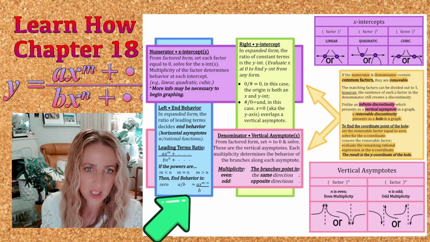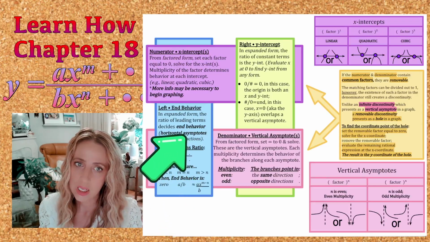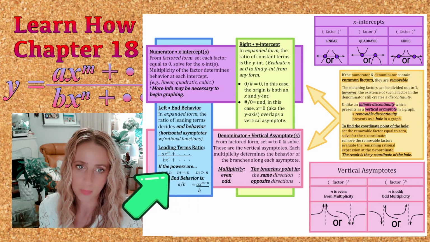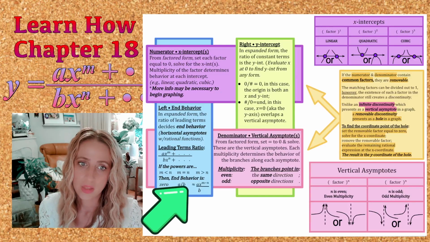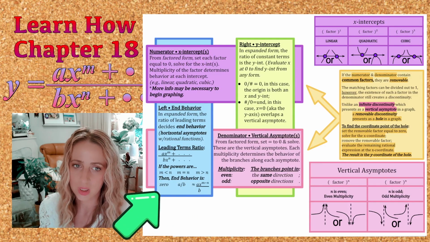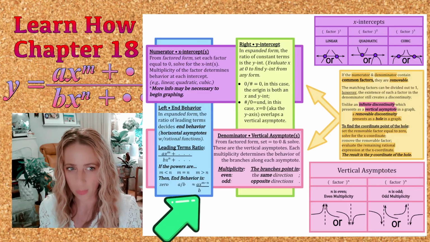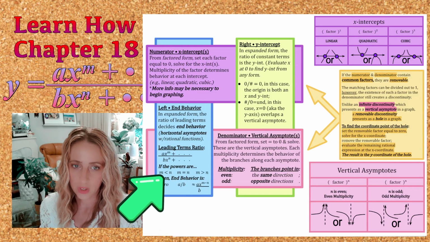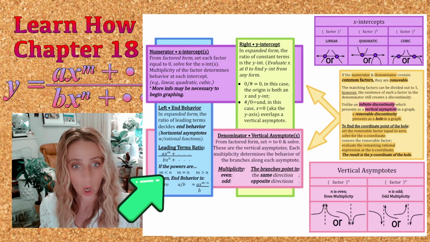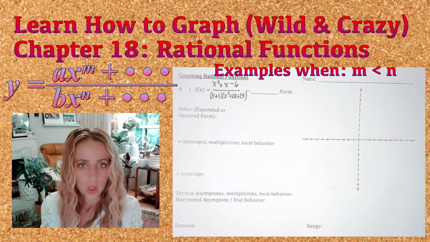Anyway, the end behavior is going to be impacted when m is less than n. Then the end behavior is going to be approaching 0, and the reason for that will be elaborated on during the video when we get to that part. Okay, so here we have an example.